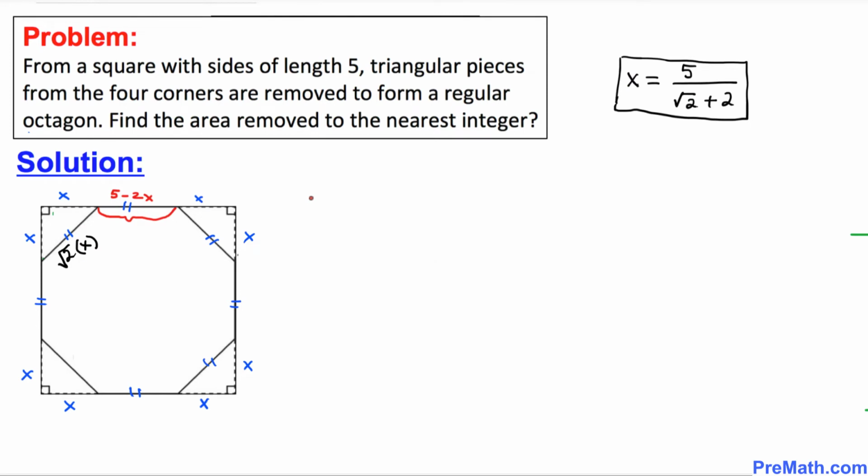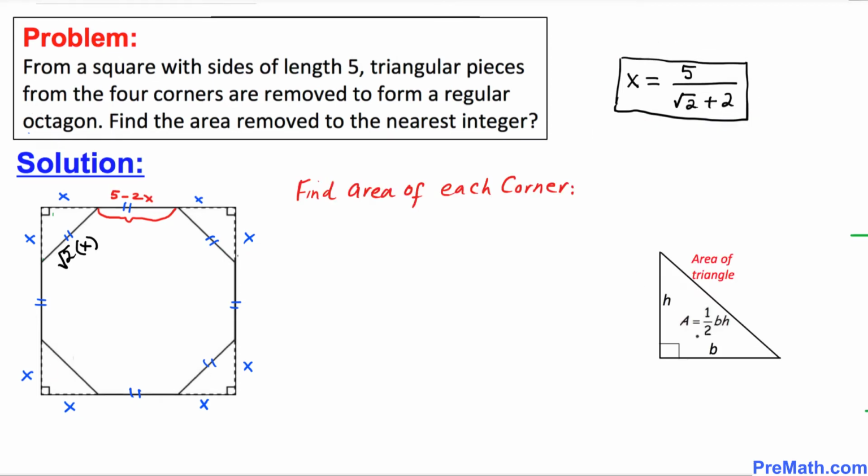So I have put my x value right up here, and I will use it later on. Now our next step is to find the value of the area. We're going to calculate the area of each of these corners. As you can see, these corners are congruent. They are identical, so I can just focus on one of them.